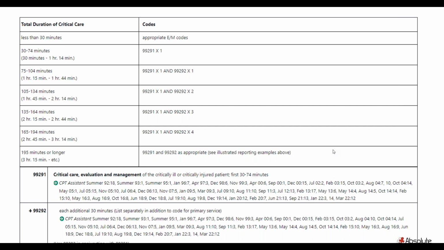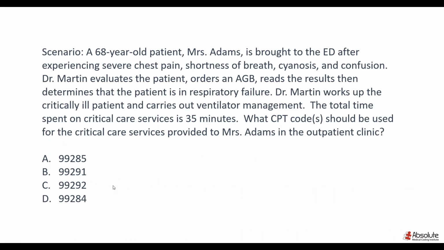So that is how we code for critical care evaluation and management services. So please don't hesitate to look at these charts to solve critical care codes, because that makes life easy for me, the tables. Okay, now let's move on to the first critical care scenario of the day.